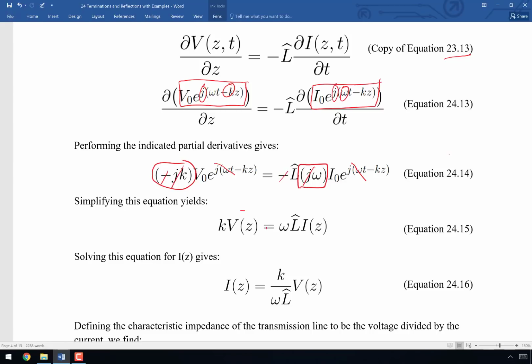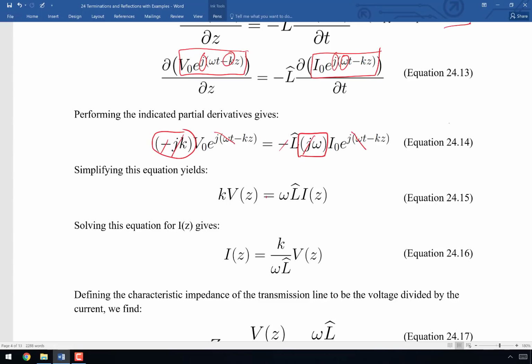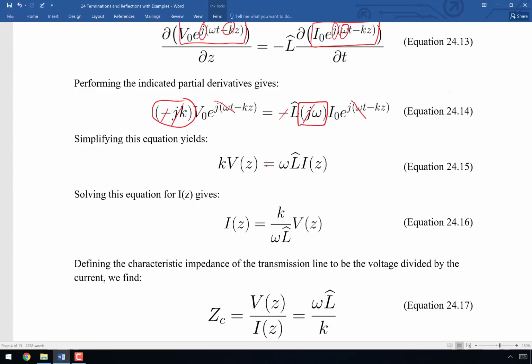So I'm left with only k times v of z on the left, and on the right, I have omega times L hat times I of z. If I solve that equation for I of z, it's k over omega L hat times v of z.